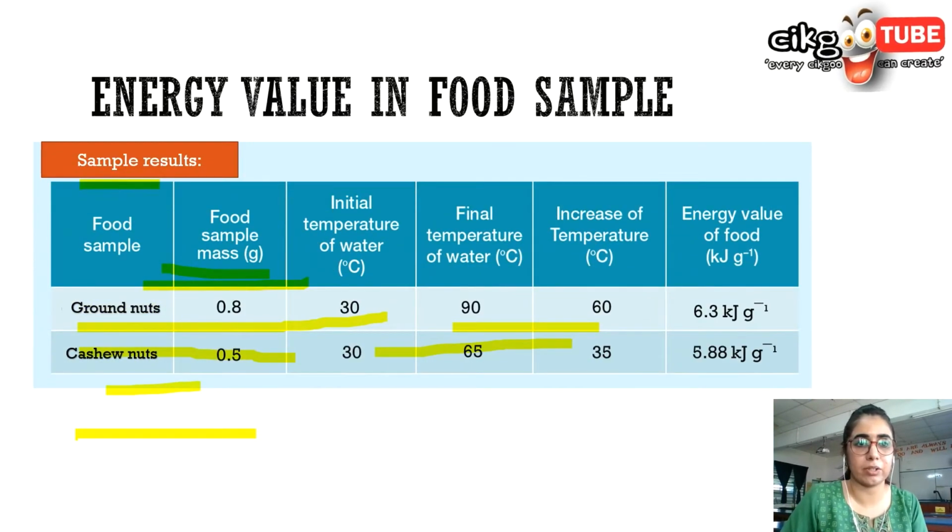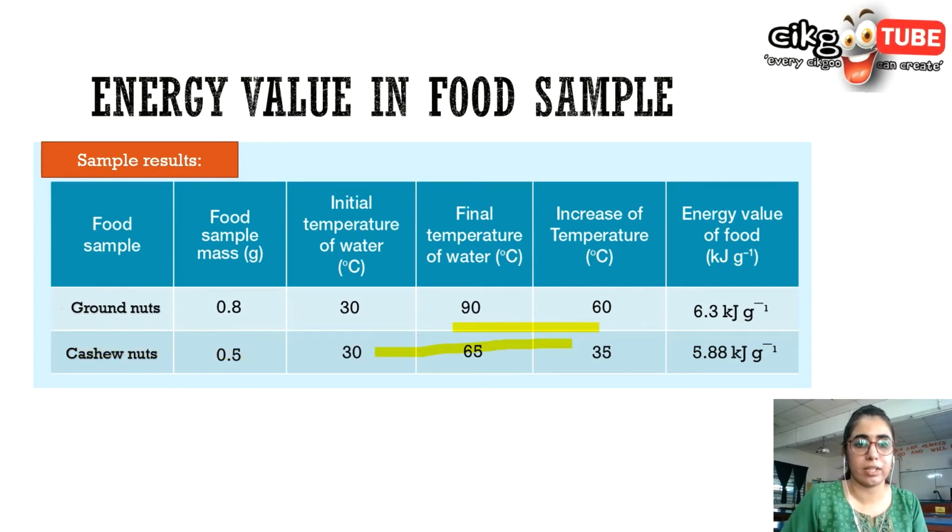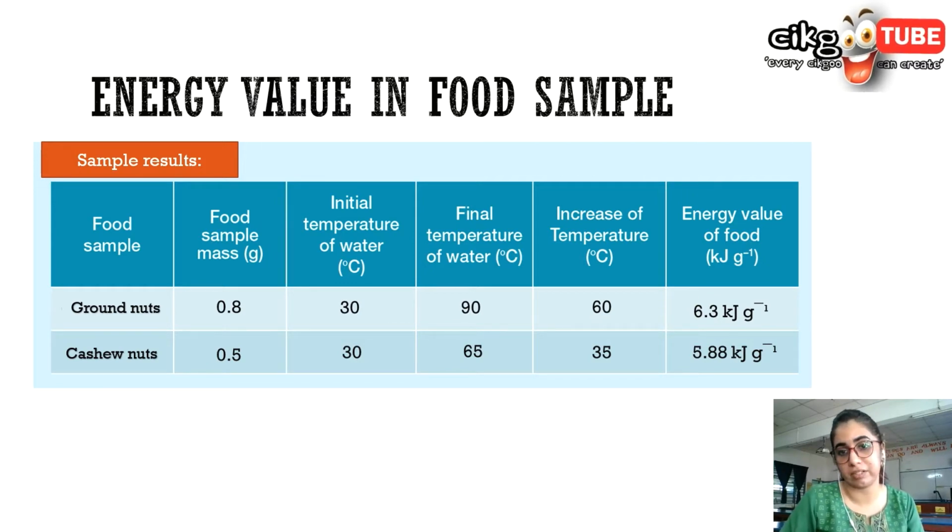Alright, and then next is the sample result. You can look at the sample result here. Now if you look at the sample result, the food samples have different masses. Groundnuts have 0.8 and cashew nuts 0.5. Then we look at the initial temperature and the final temperature. Groundnuts has an increase of 60 Celsius, and cashew nut has an increase of temperature of 35 Celsius.